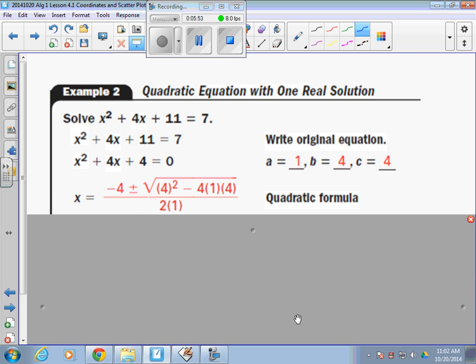X squared plus 4x plus 11 is equal to 7. Again, negative b plus or minus the square root of b squared minus 4ac over 2a. I'm going to write that on the board. Don't think you have to know that, but after you do it umpteen million times like me, you start to just remember it.